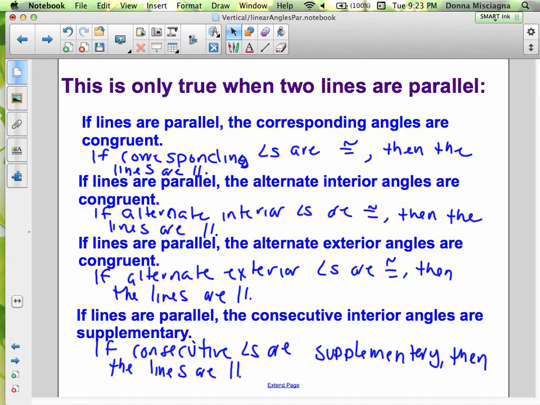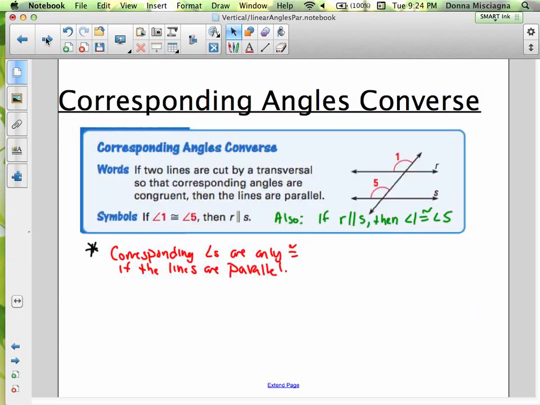It works the other way. If the consecutive interior angles are supplementary, the alternate exterior angles are congruent, the alternate interior angles are congruent, or the corresponding angles are congruent, then the lines are parallel. So we can use parallel lines to prove angles congruent. We can use congruent angles to prove lines parallel. So this works two ways. All right, so let's start with corresponding angles converse.